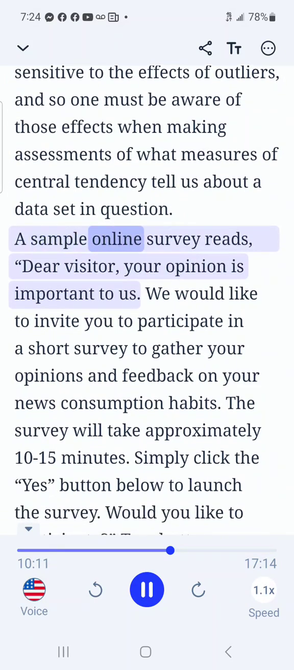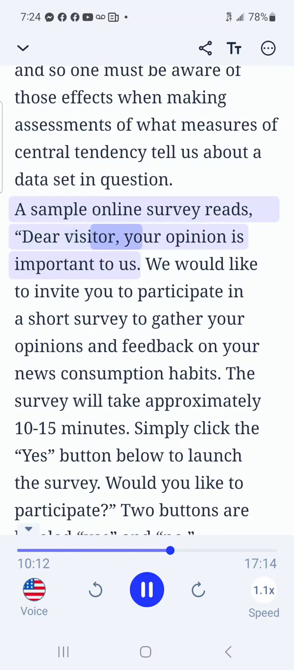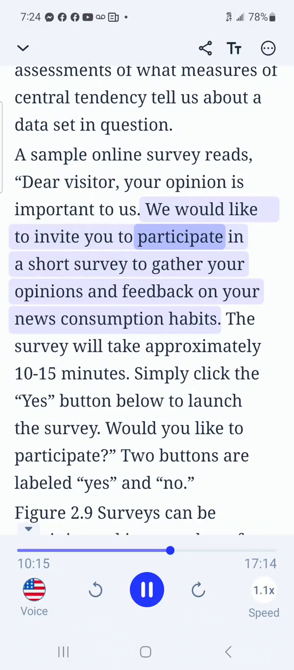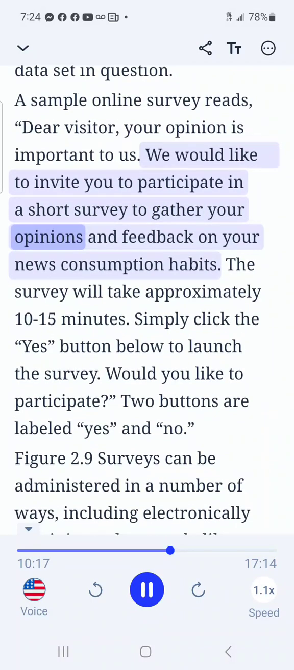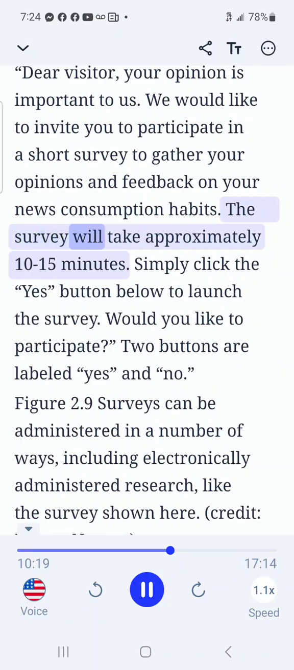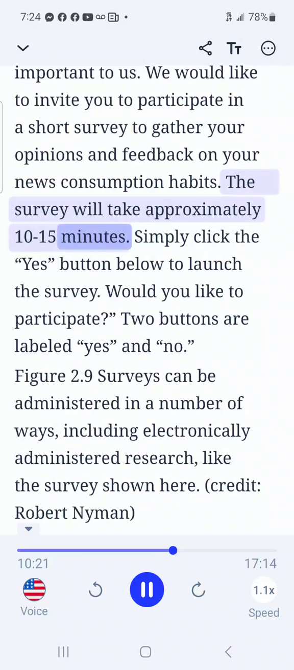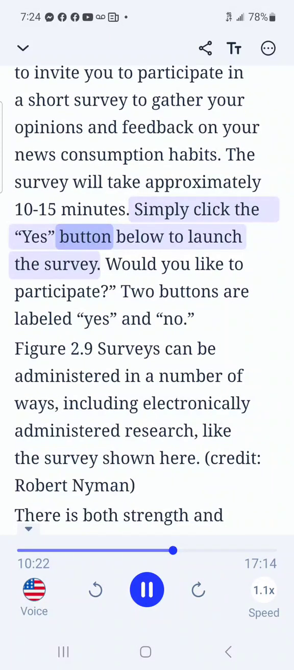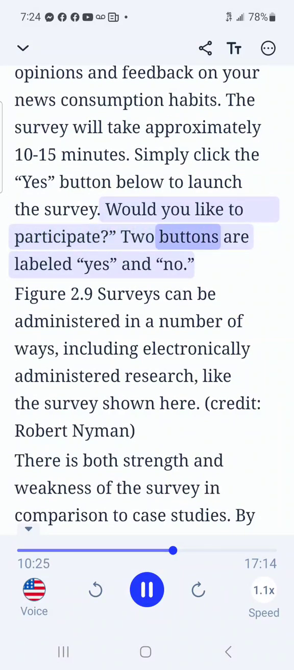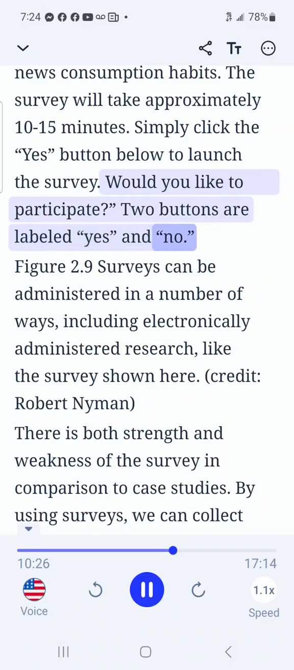A sample online survey reads, "Dear visitor, your opinion is important to us. We would like to invite you to participate in a short survey to gather your opinions and feedback on your news consumption habits. The survey will take approximately 10 to 15 minutes. Simply click the Yes button below to launch the survey. Would you like to participate?" Two buttons are labeled Yes and No.